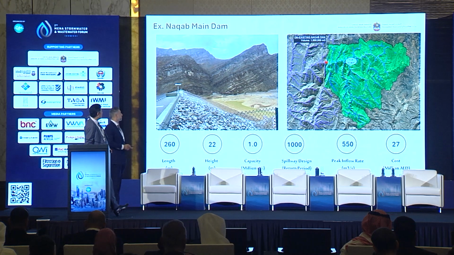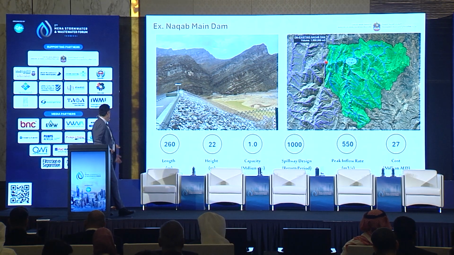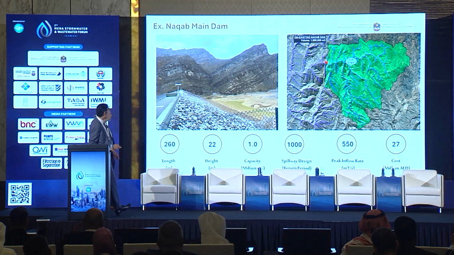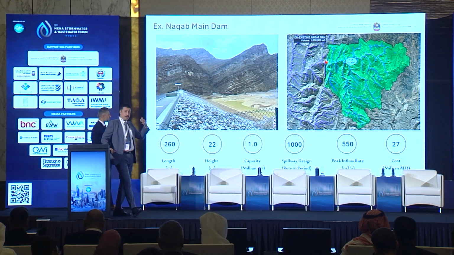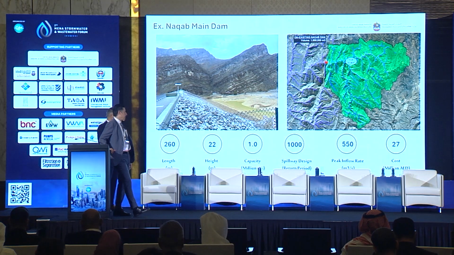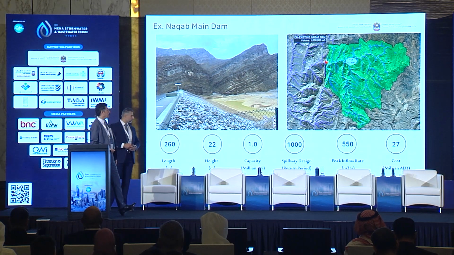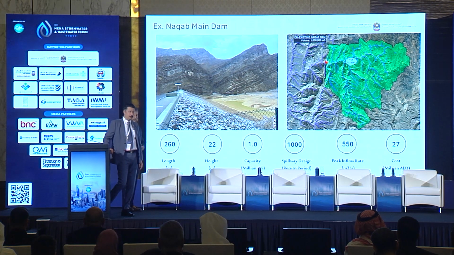This is Naqab Dam, which has been constructed. This is the main dam. We constructed this dam 3 years ago. The length of that dam is 260 meters, and the height is 22 from the spillway and 23 from the non-overflow. The capacity is 1 million cubic meters. We have designed the spillway to discharge a 1,000-year flood. And the peak flow in this area was calculated as 550 cubic meters per second. The construction cost was around 27 million dirhams.